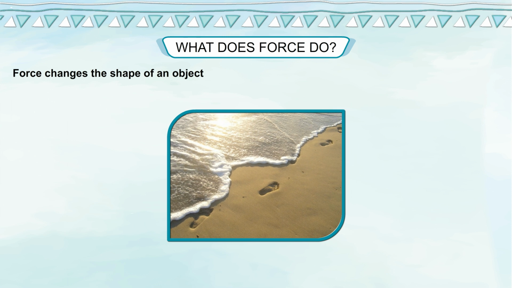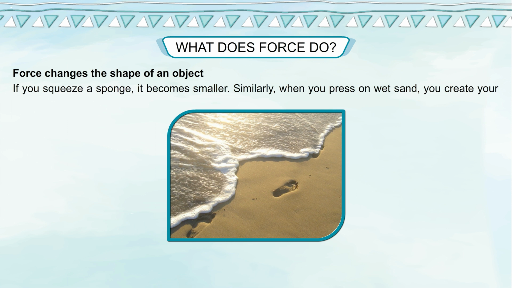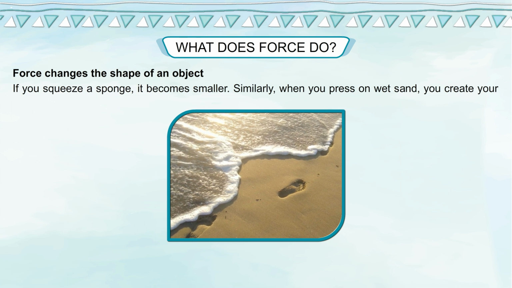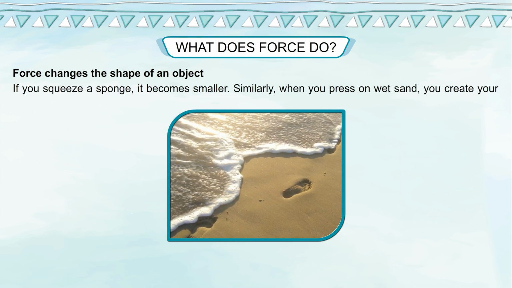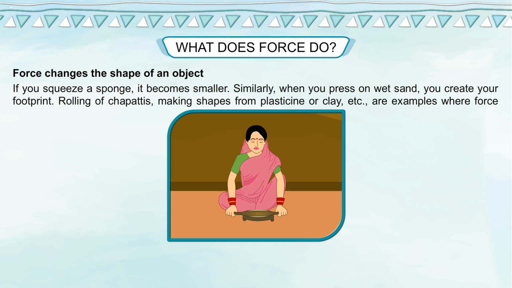Force changes the shape of an object. If you squeeze a sponge, it becomes smaller. Similarly, when you press on wet sand, you create your footprint. Rolling of chapatis, making shapes from plasticine or clay, etc. are examples where force changes the shape of an object.